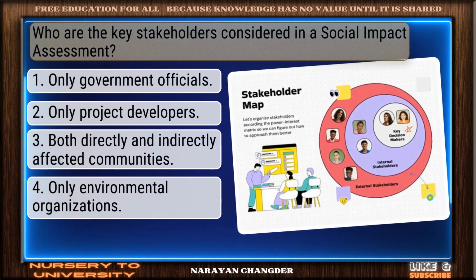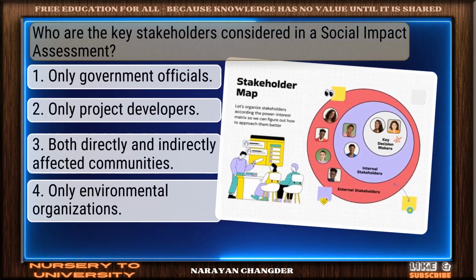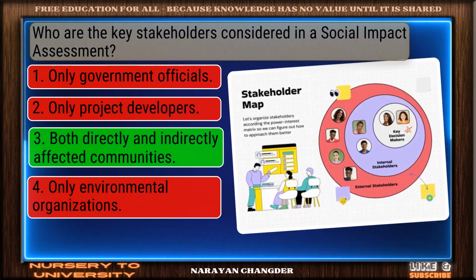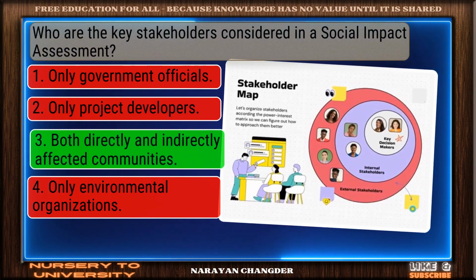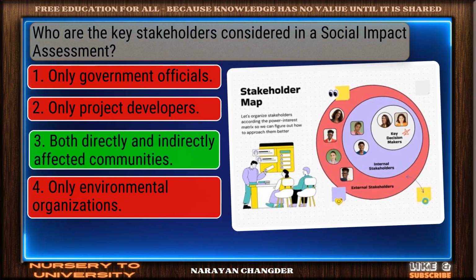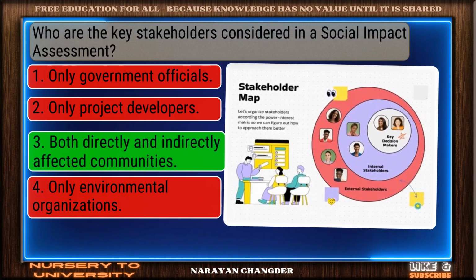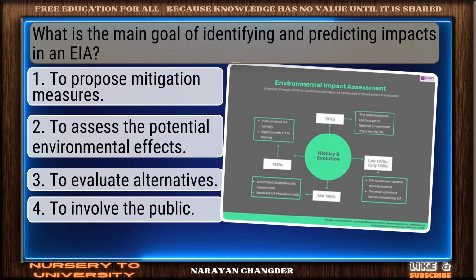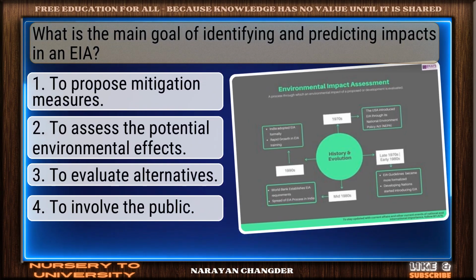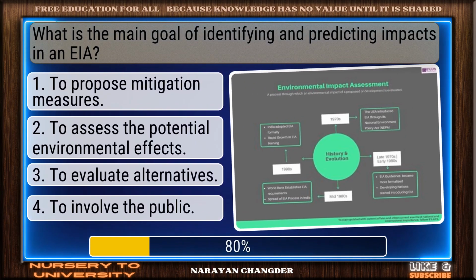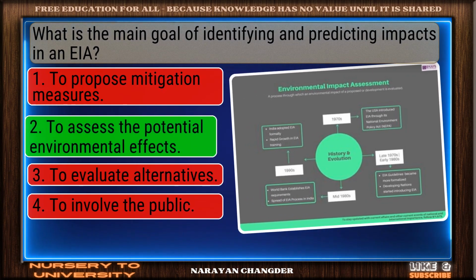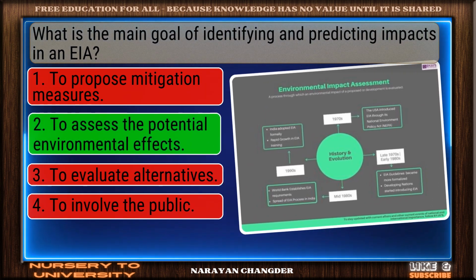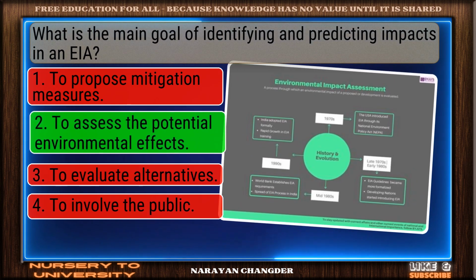Who are the key stakeholders considered in a social impact assessment? Great job. Both directly and indirectly affected communities is the accurate answer. What is the main goal of identifying and predicting impacts in an EA? Smart move. To assess the potential environmental effects is an accurate answer.